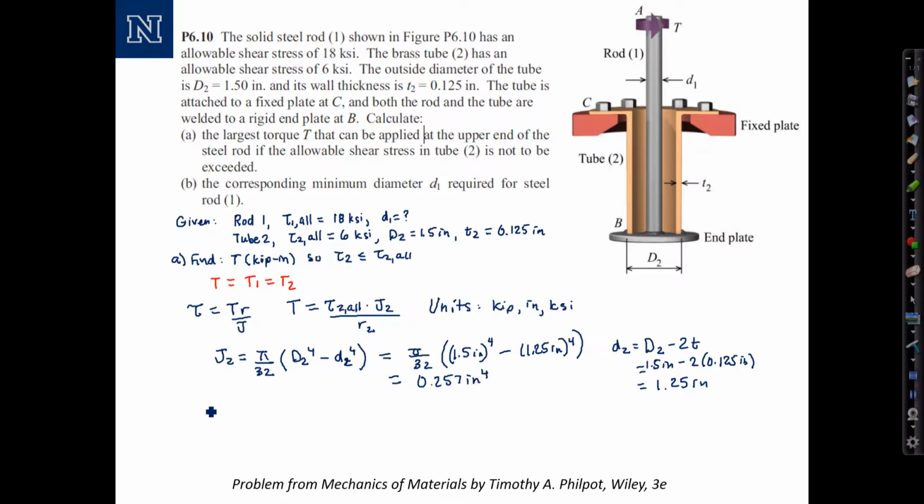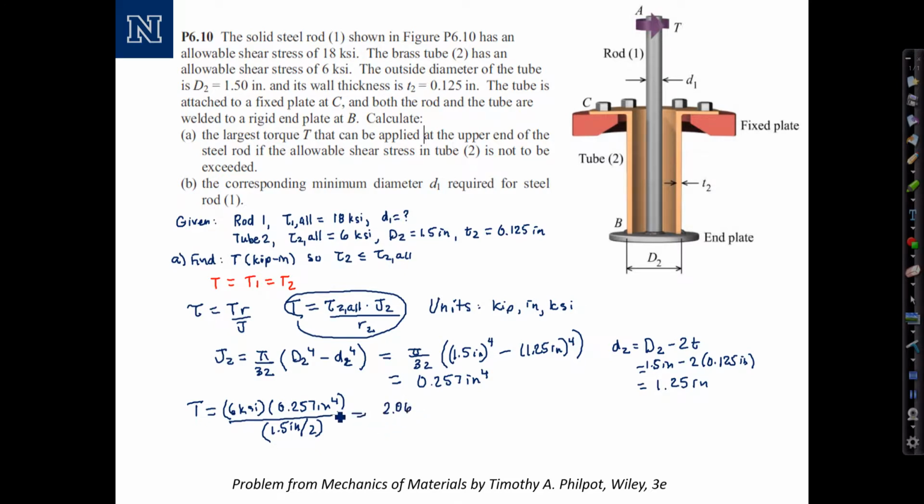Now I have everything I need. I'll substitute it into this equation up here. T is equal to tau2 allowable, which is 6 KSI, times my J2 value, 0.257 inches to the fourth, divided by the radius, which is going to be half the outer diameter, or 1.5 inches divided by 2.